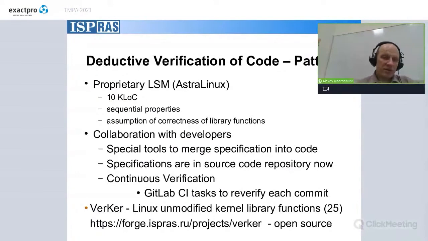And also for Astra Linux, we also try to prove correctness of code that implements LSM using our deductive verification techniques. And also, of course, these results are proprietary because the code that we have analyzed is proprietary for our partners. But at the bottom of our slide, we have a link to our project where we apply the same tools and the same techniques to some simple library functions from the Linux kernel. And these results are open source and publicly available.